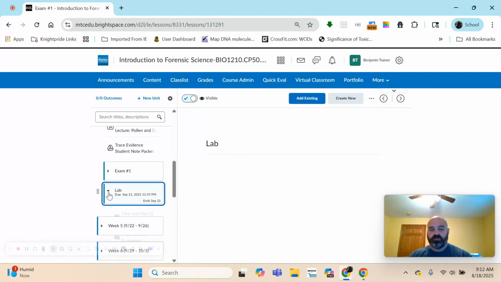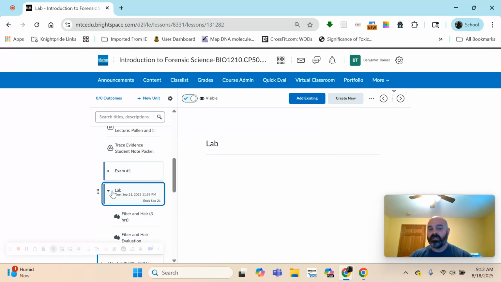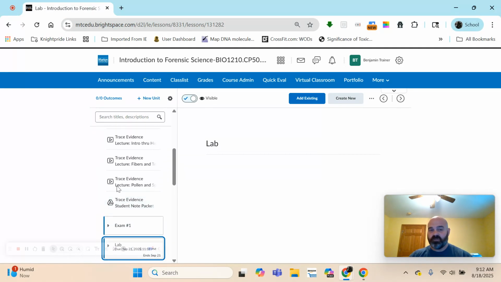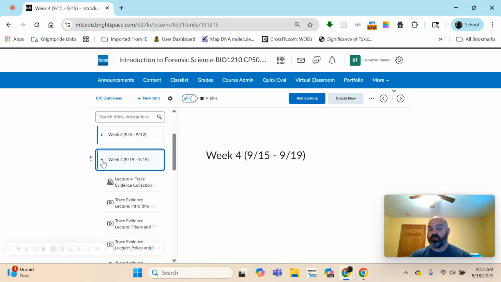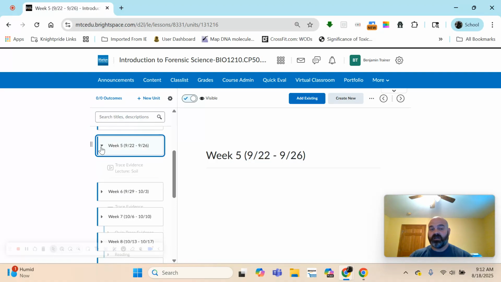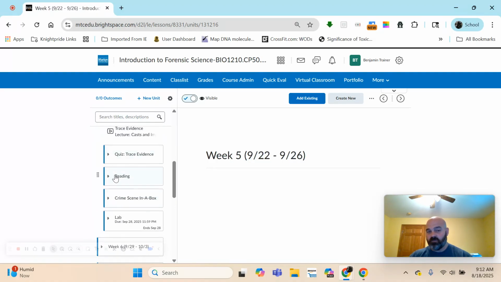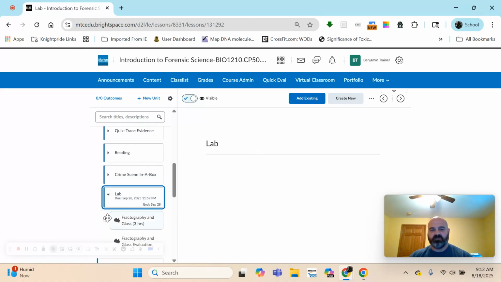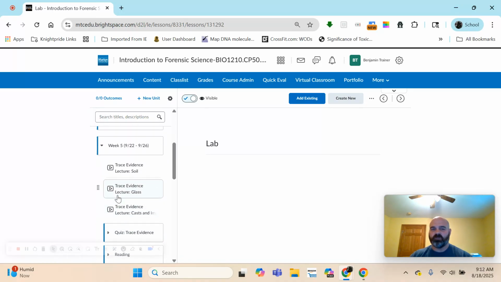Week four, you'll also notice you have a lab, fiber and hair lab, and that's it, right? So the notes for this section on trace evidence are kind of long. I've broken them up actually into 2 weeks. So you'll notice weeks four and five have trace evidence. You've got a quiz over trace evidence, you got a reading, you got another crime scene in a box, and then you'll have a lab. I think it's glass and fractography. Yeah, you do. Okay, so again, you kind of see what it looks like.